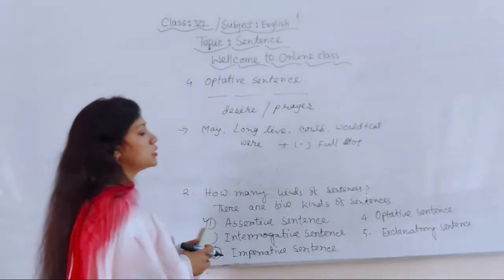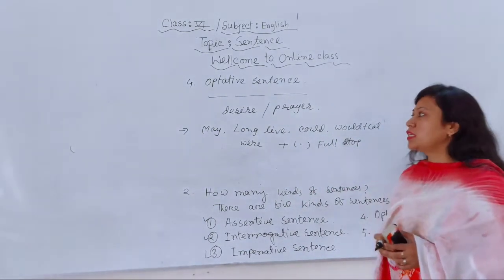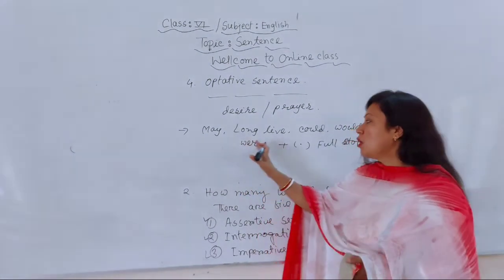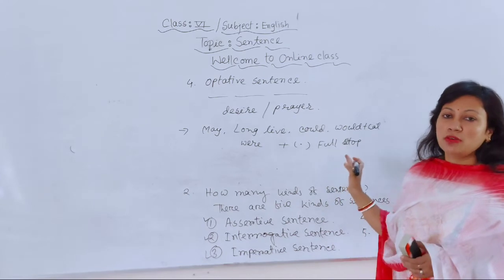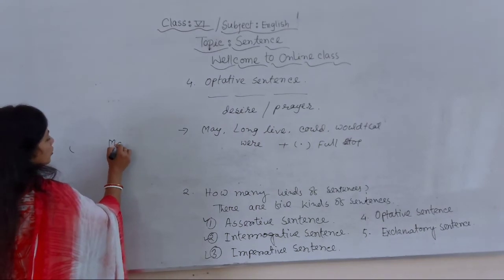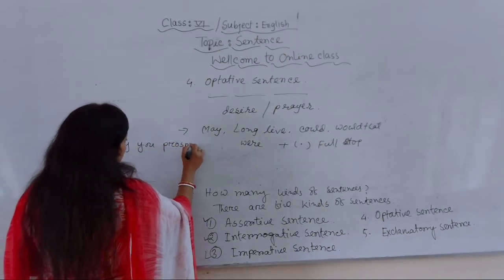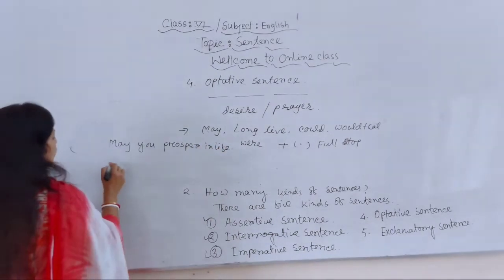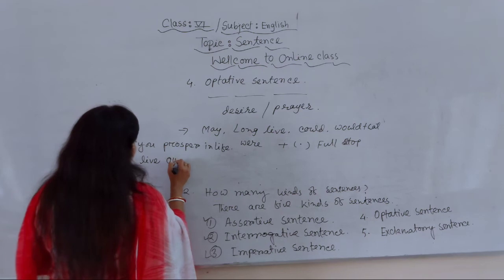So, what is an optative sentence? A sentence that expresses a desire or prayer is an optative sentence. Its identifying point is that the sentence starts with may, long live, could, would, that, where, and lastly a full stop. Here I give examples; repeat, students. May you prosper in life. May you prosper in life. Long live our leader.